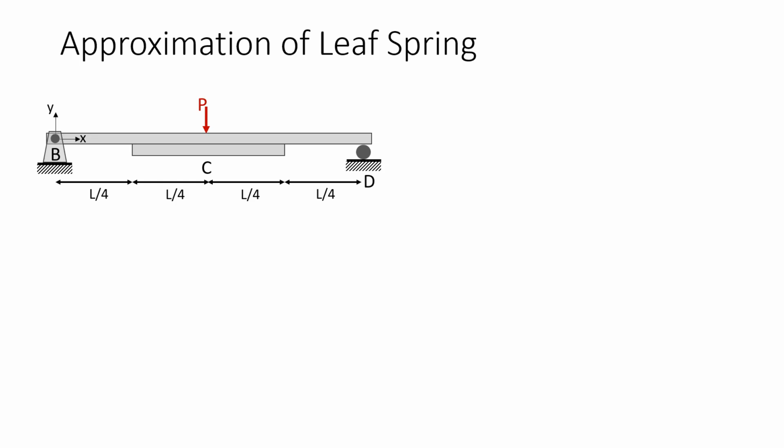Real leaf springs are curved, but we'll draw our leaf spring as being straight. And we're going to look at an example leaf spring that has two leaves, with the second leaf being half the length of the first leaf. The leaf spring is supported on both ends like a simply supported beam and has a force applied in the middle from the wheel.